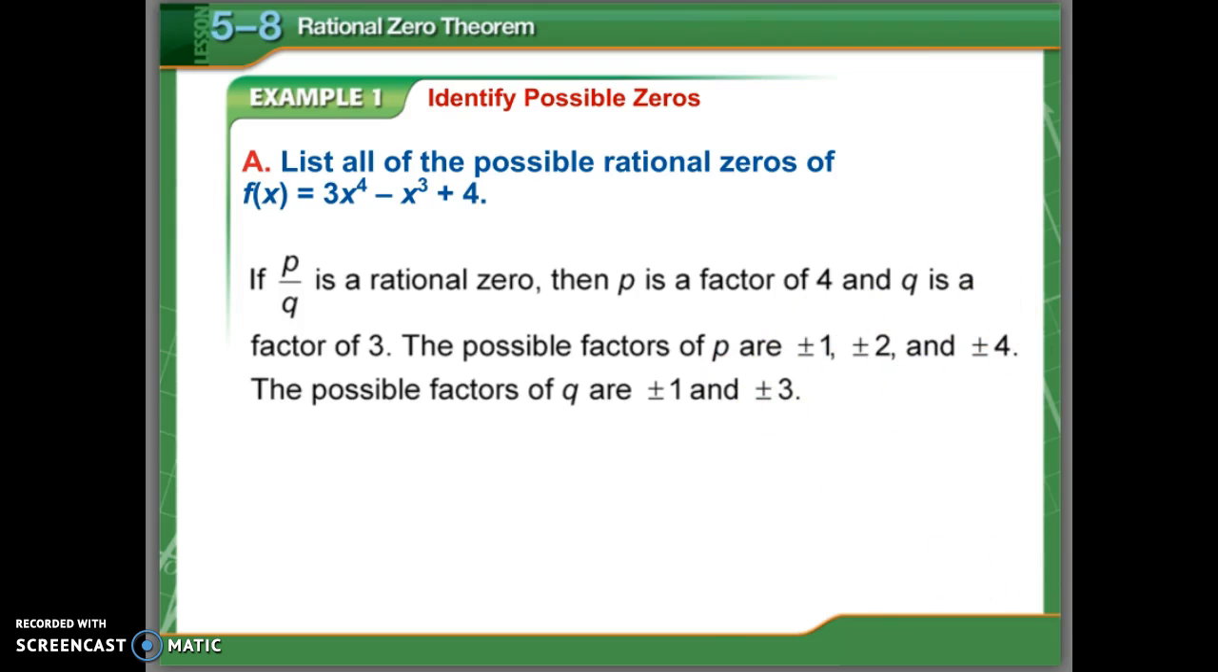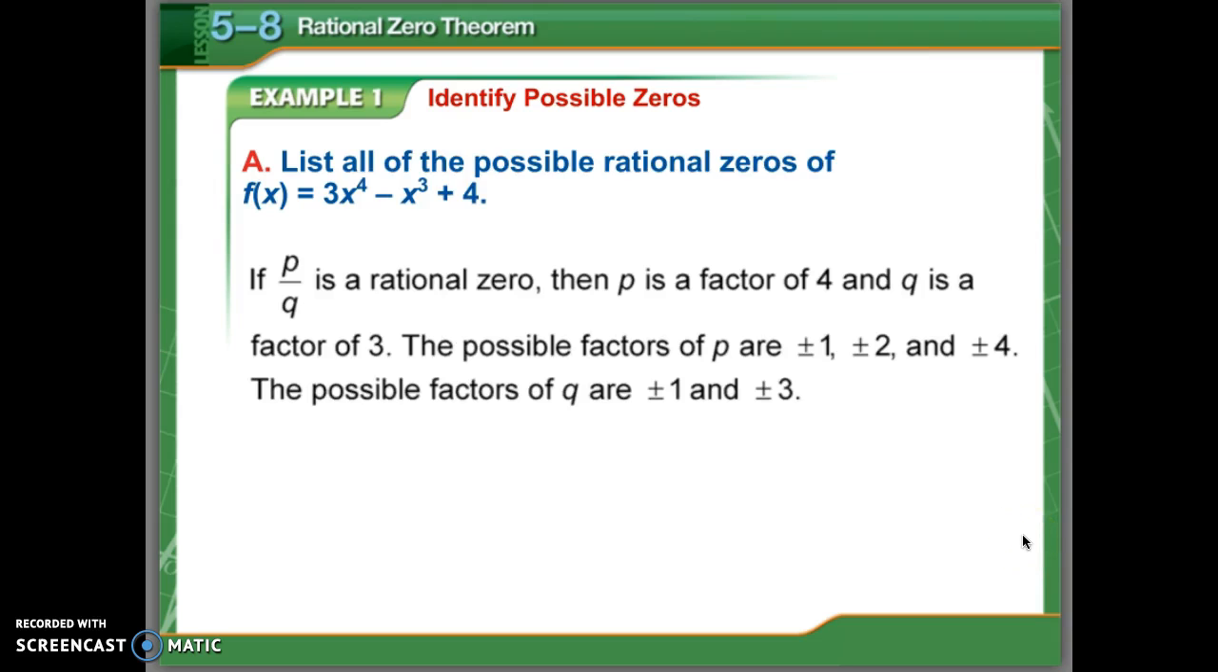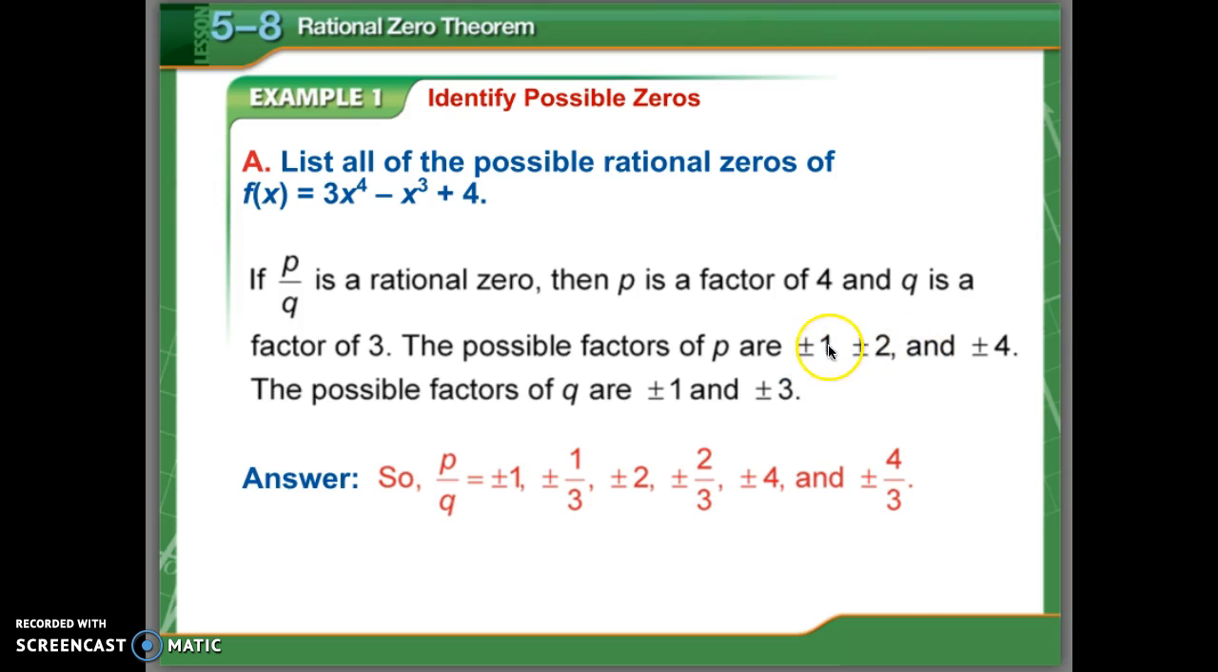So what we're going to do is take these combinations and write them as fractions. So when we do that, if we take 1 over 1, we get 1. When we take 1 over 3, we get 1/3. 2 over 1, 2. 2 over 3, 2/3. 4 over 1, we get 4. 4 over 3, we get 4/3. And each time you're going to say plus or minus one of these numbers. And that's really all there is to it when you're just listing the different possibilities that might be answers.